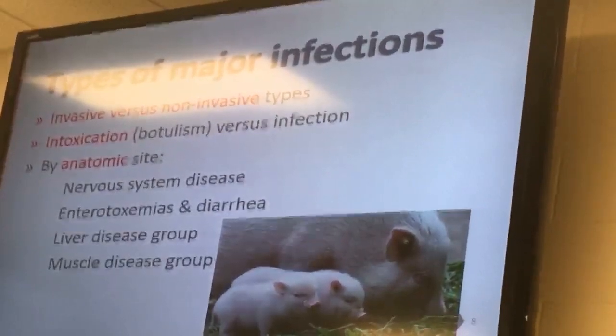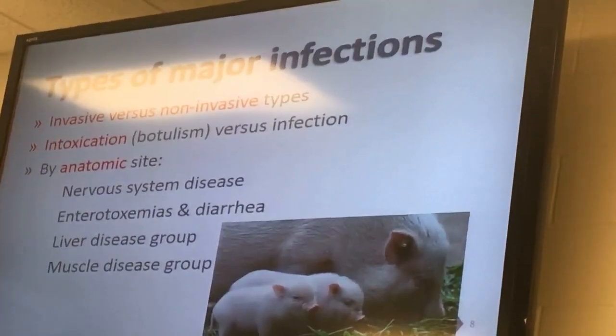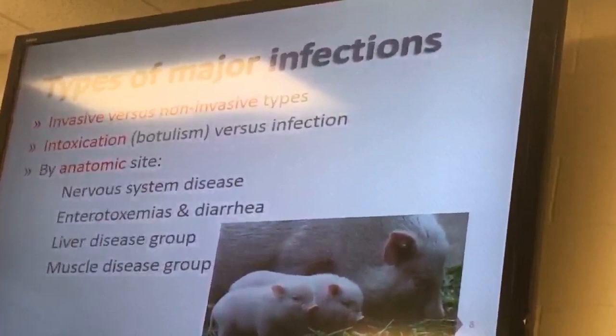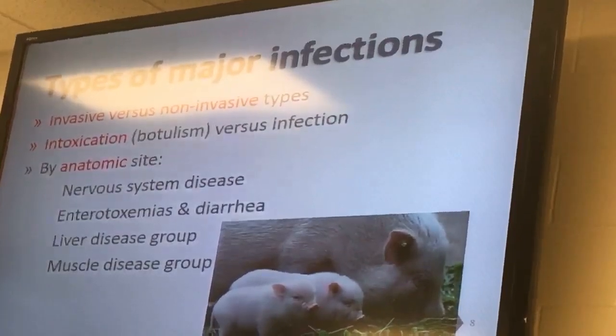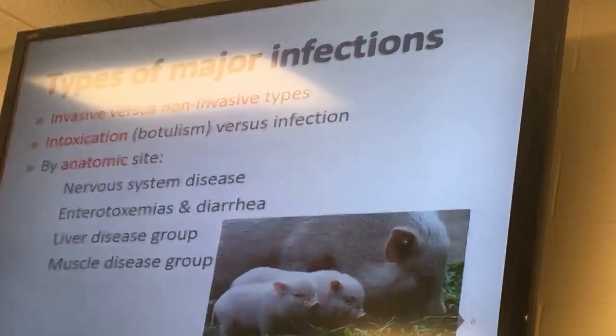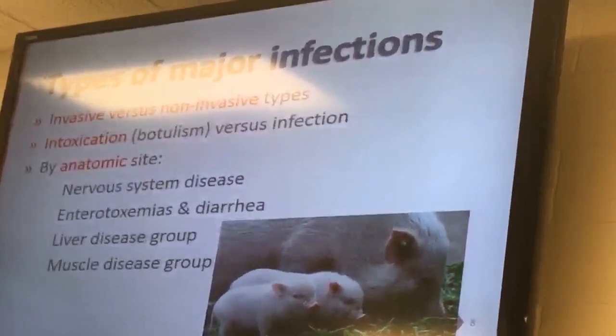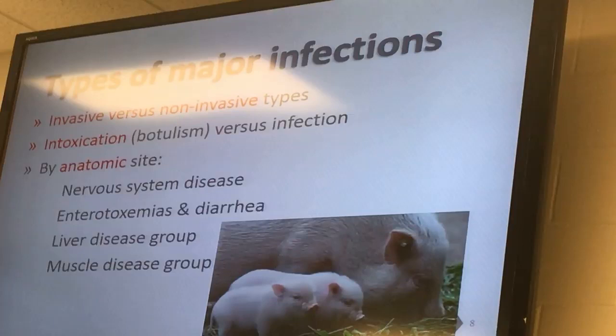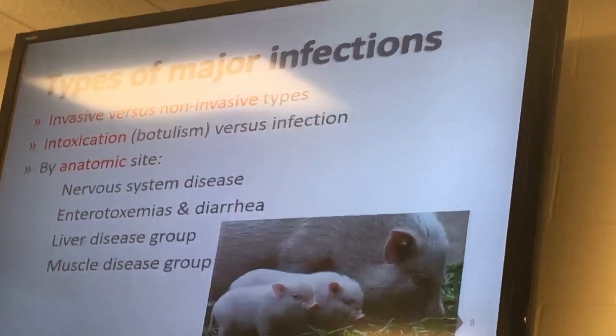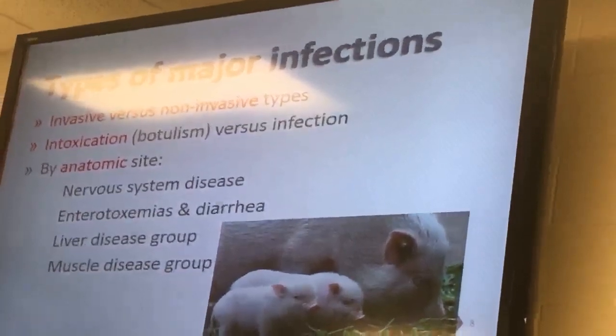But anyway, types of major infections you get with Clostridial diseases are either invasive or non-invasive. The invasive ones are the ones where they pick up the spores and the spores start to proliferate and spread all over the place. Non-invasive ones, and there's a couple of them, is when the animal ingests or gets contaminated with a preformed toxin. So you have invasive, non-invasive.